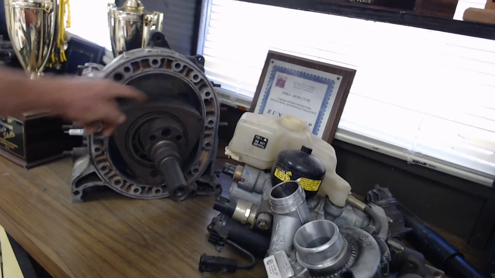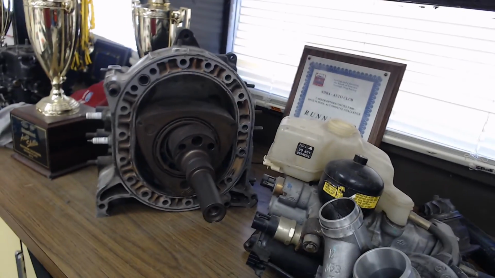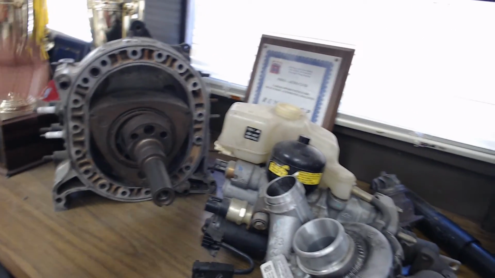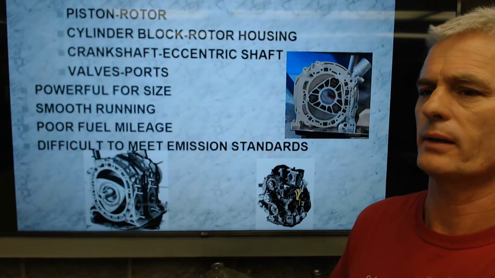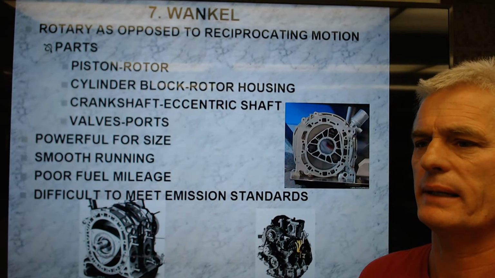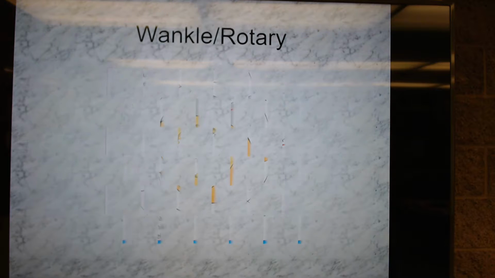Each one of these rotor faces is the equivalent of a cylinder. So one rotor is the equivalent of 3 cylinders. And this engine actually had 2 rotors and 2 rotor housings. So those 2 rotors were the equivalent of a 6-cylinder engine. And I think you could notice that it really was quite a small engine, and very compact. But again, not good gas mileage, and they do make significant pollution.